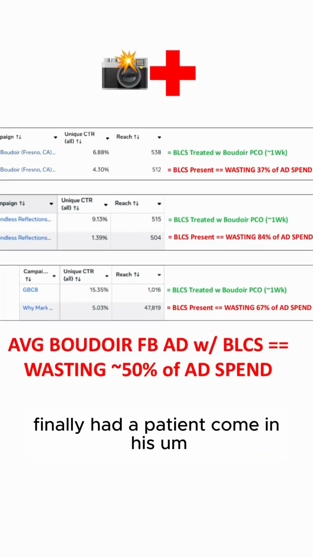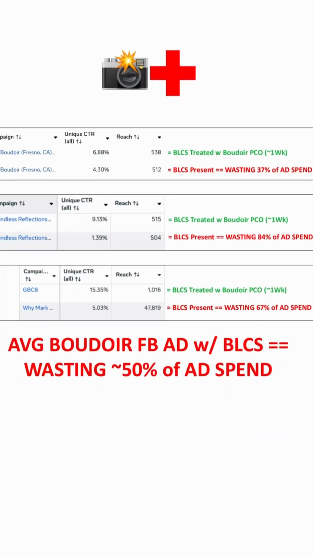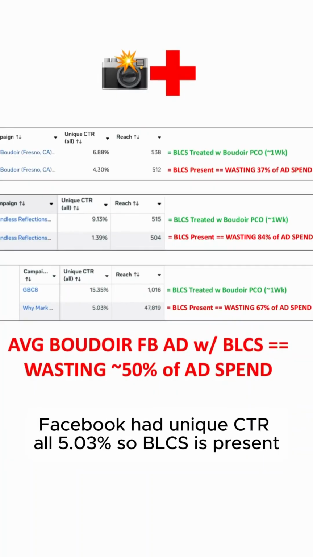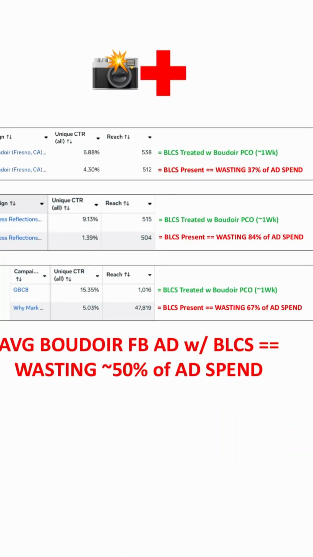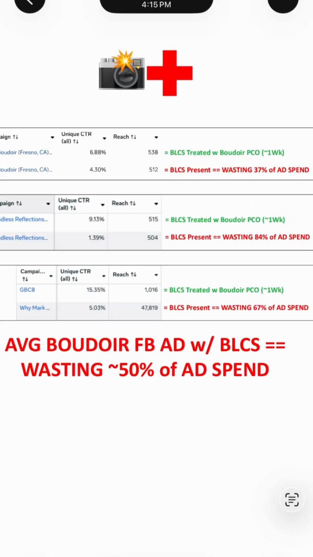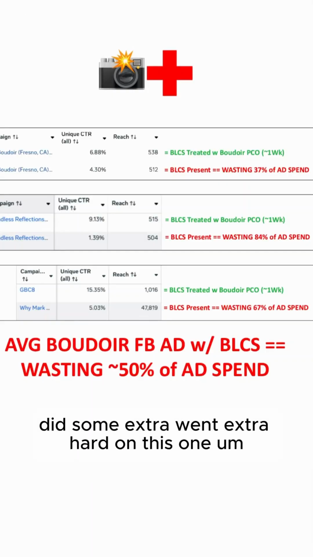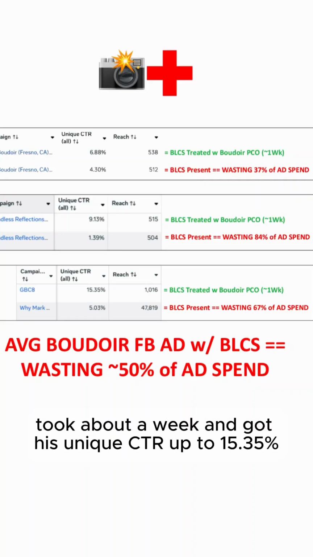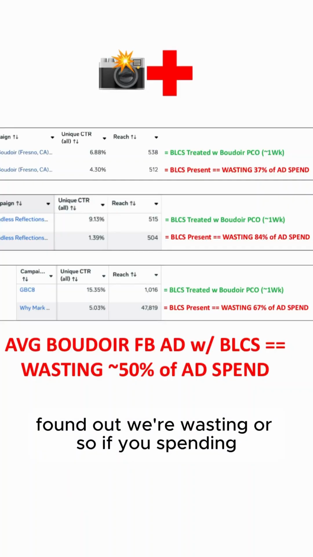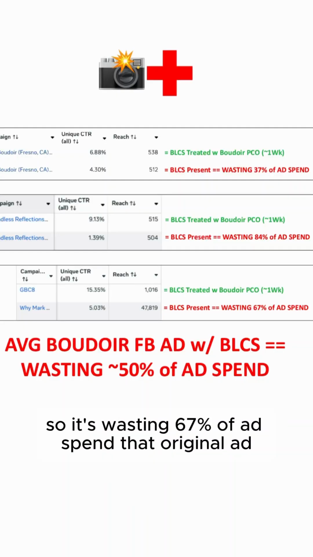Finally, I had a patient come in. His boudoir Facebook ad unique CTR was 5.03%. So BLCS is present. We duplicated it, and went extra hard on this one. Treated with Boudoir Pico, took about a week, and got his unique CTR up to 15.35%. So we found out he was wasting 67% of ad spend on that original ad.